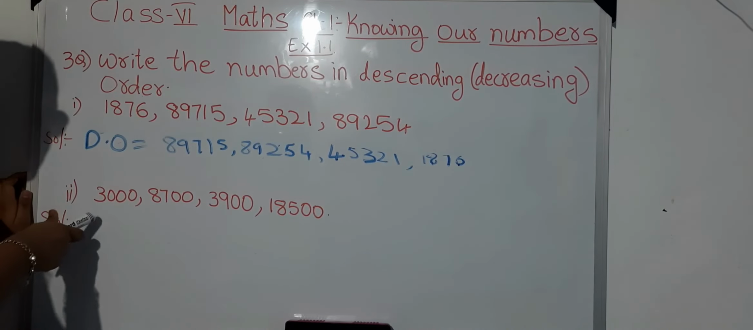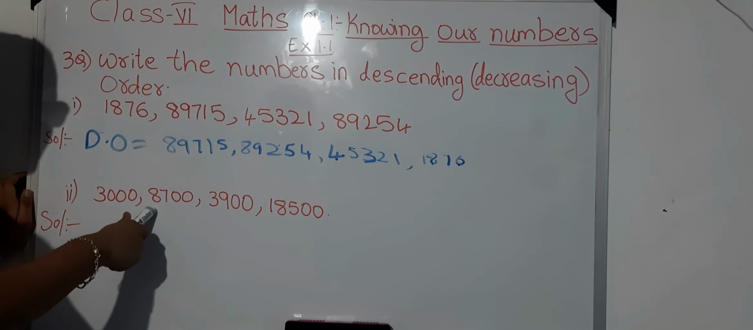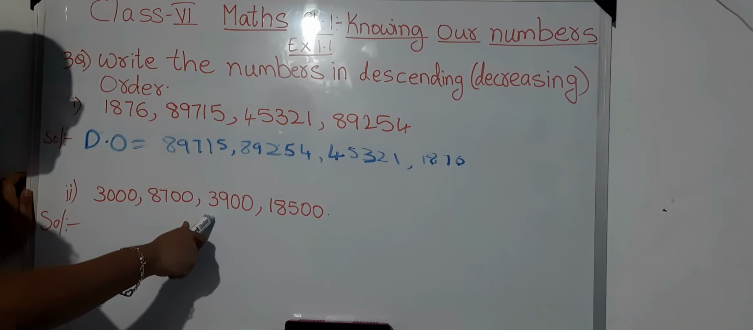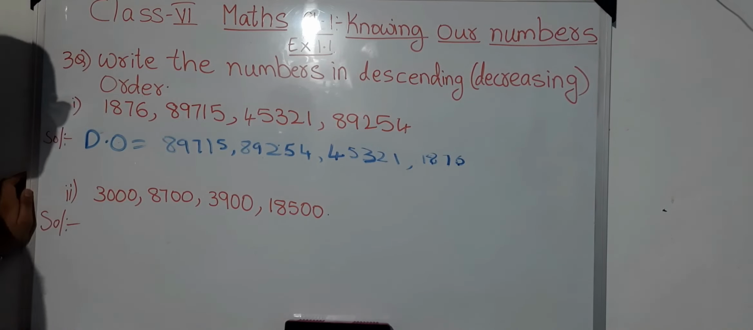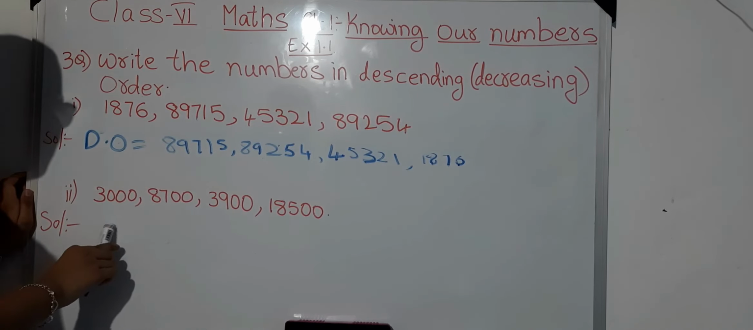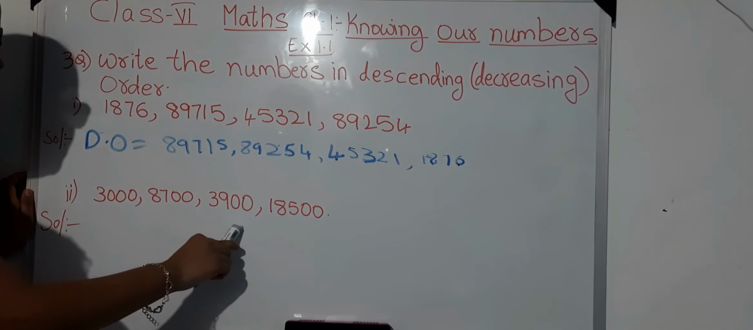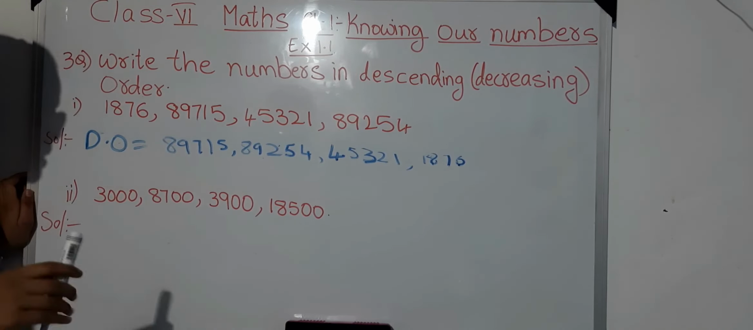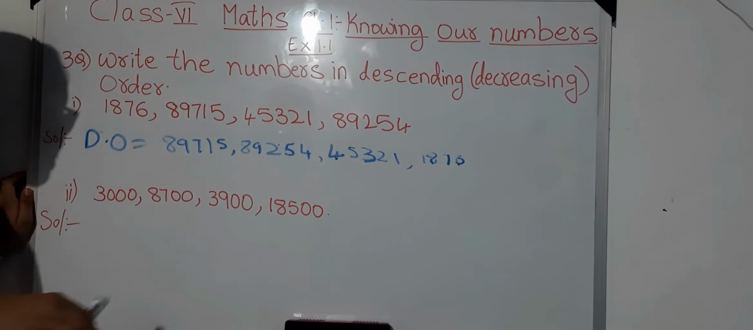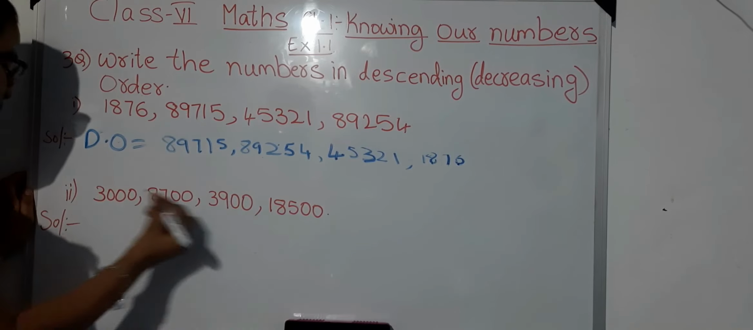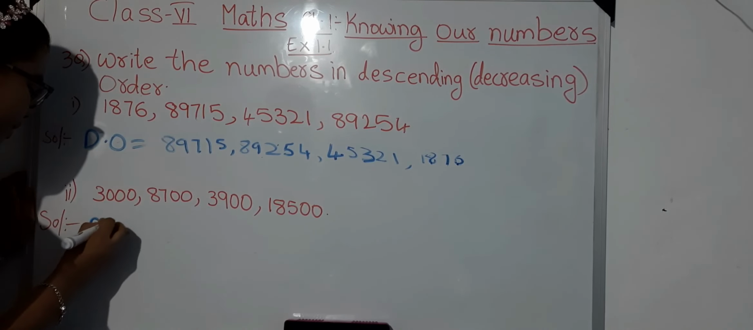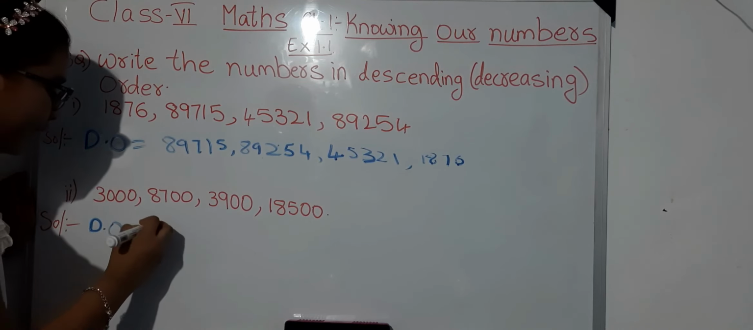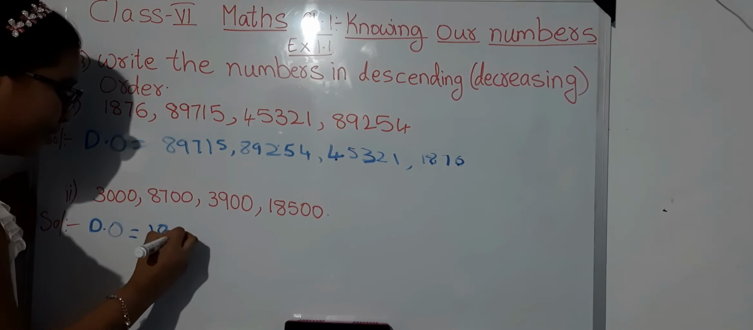Now the next problem is 3,000, 8,700, 3,900, 18,500. In this, first we have to see the number of digits. Here a 4-digit number is there, here also 4-digit, here also 4-digit, and here a 5-digit number is there. So in this, the 5-digit number is the greatest. So we write here 18,500. Descending order is equal to 18,500.